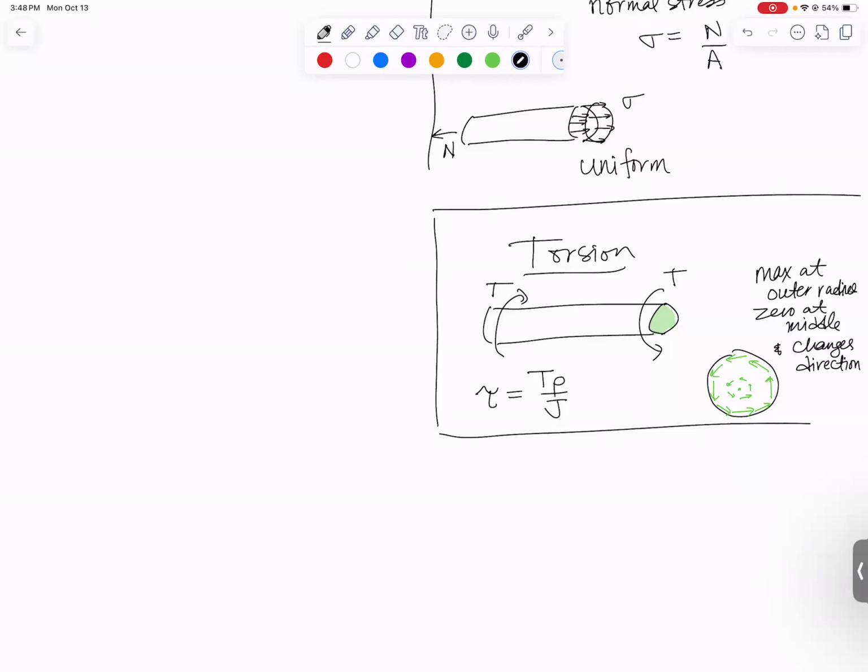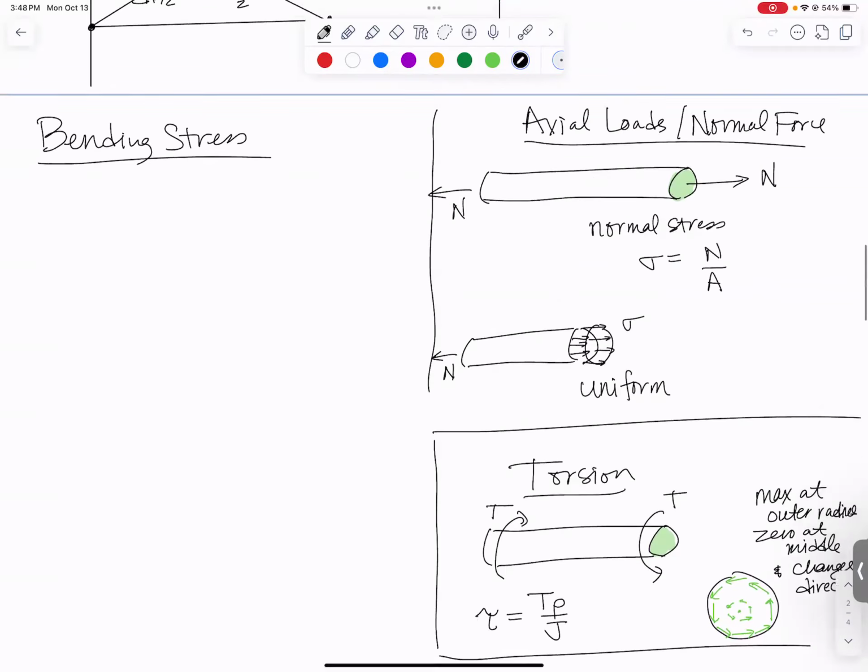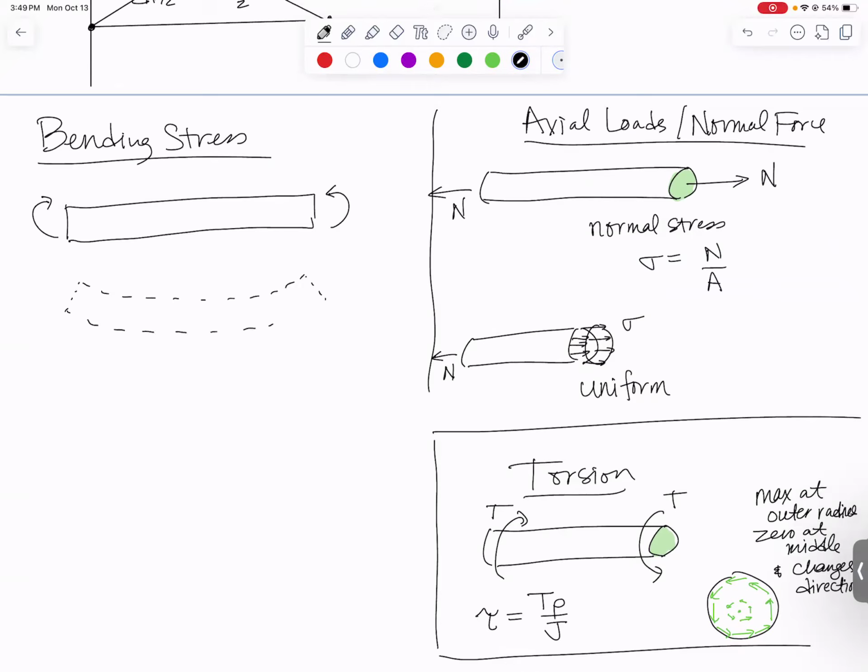Let's see how bending stress is similar or different. Bending stress comes from a bending moment. So if I have a chunk of material that's subjected to a bending moment, if this were a really squishable material and you could see this visually, what's going to happen is it's going to bend. And what I've drawn here is a positive bending moment.